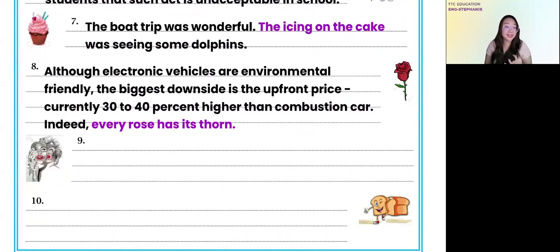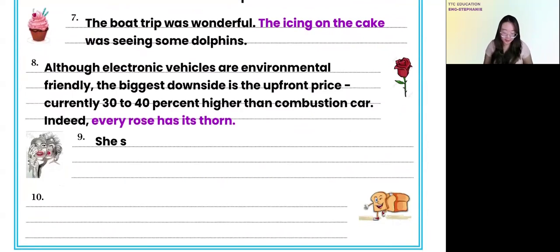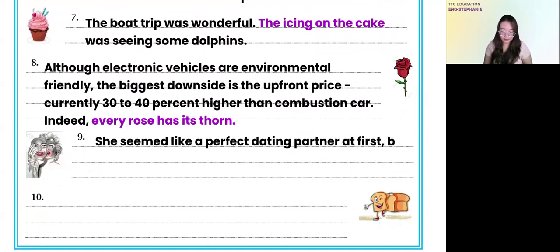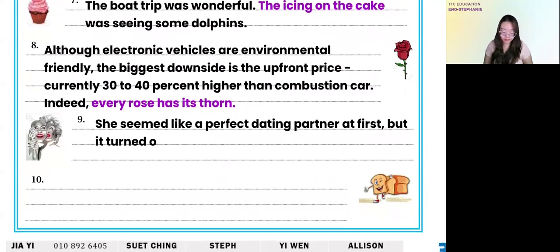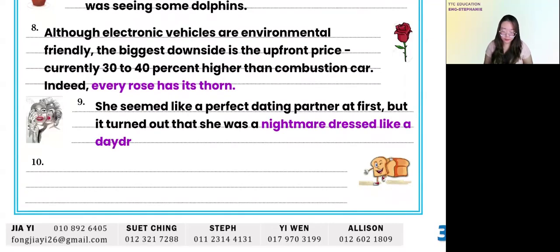It was a nightmare dressed like a daydream. So this one, she seemed like a perfect dating partner at first, but it turned out that she was a nightmare dressed like a daydream. So you realize that there's something wrong, or there are a lot of red flags on this person.